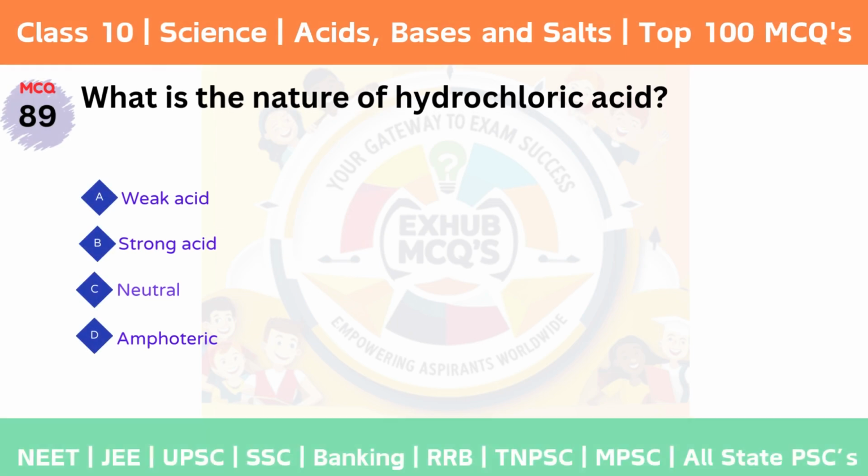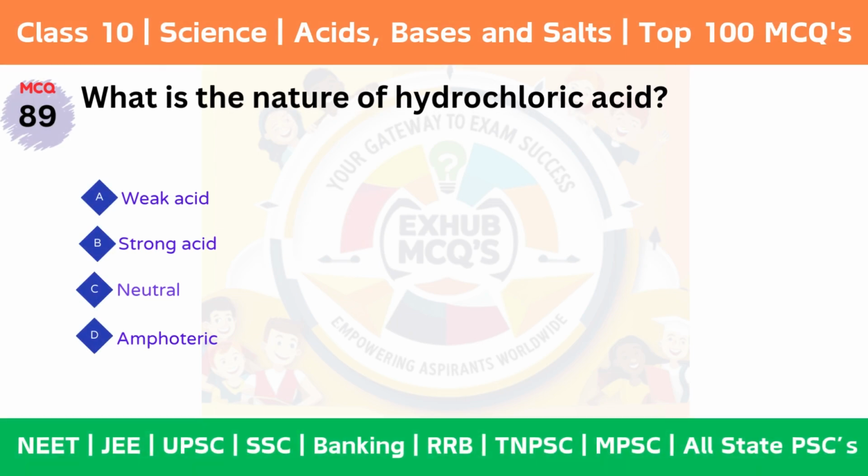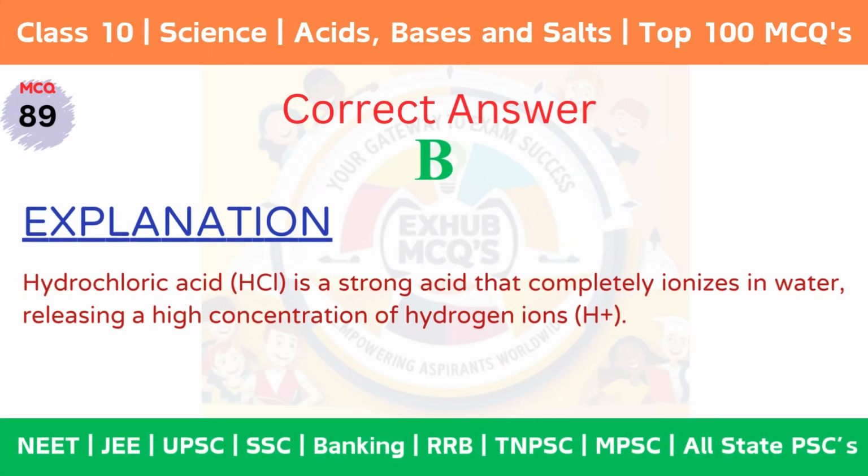MCQ 89. What is the nature of hydrochloric acid? Option A, weak acid. Option B, strong acid. Option C, neutral. Option D, amphoteric. The correct answer is option B, strong acid. Explanation. Hydrochloric acid, HCl, is a strong acid that completely ionizes in water, releasing a high concentration of hydrogen ions.